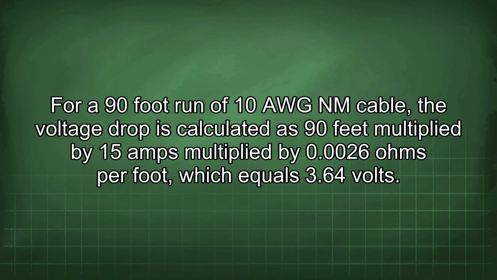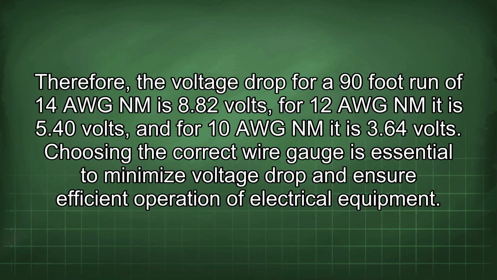For a 90-foot run of 10 AWG NM cable, the voltage drop is calculated as 90 feet multiplied by 15 amps multiplied by 0.26 ohms per foot, which equals 3.64 volts. Therefore, the voltage drop for a 90-foot run of 14 AWG NM is 8.82 volts, for 12 AWG NM it is 5.40 volts, and for 10 AWG NM it is 3.64 volts. Choosing the correct wire gauge is essential to minimize voltage drop and ensure efficient operation of electrical equipment.